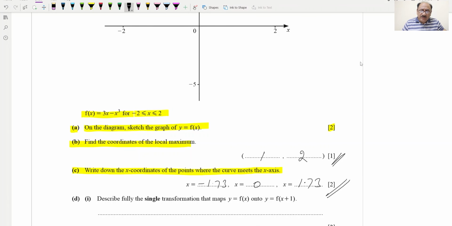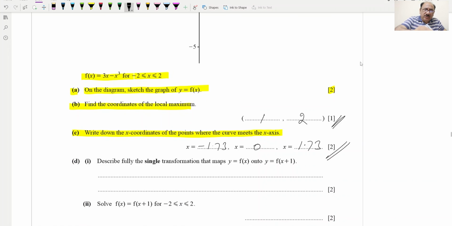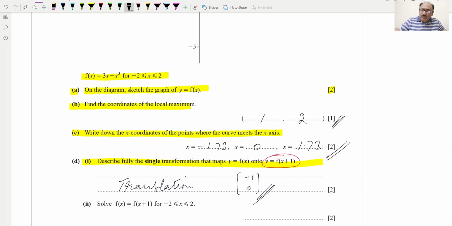Then they are saying describe fully the single transformation that maps y equals f of x onto y equals f of x plus 1. Now this is basically a transformation, and we know this is 1 unit to the left without changing the y value, so it will be -1 and 0. We will say this is a translation by this vector. So this is a 2 mark question which we have done.